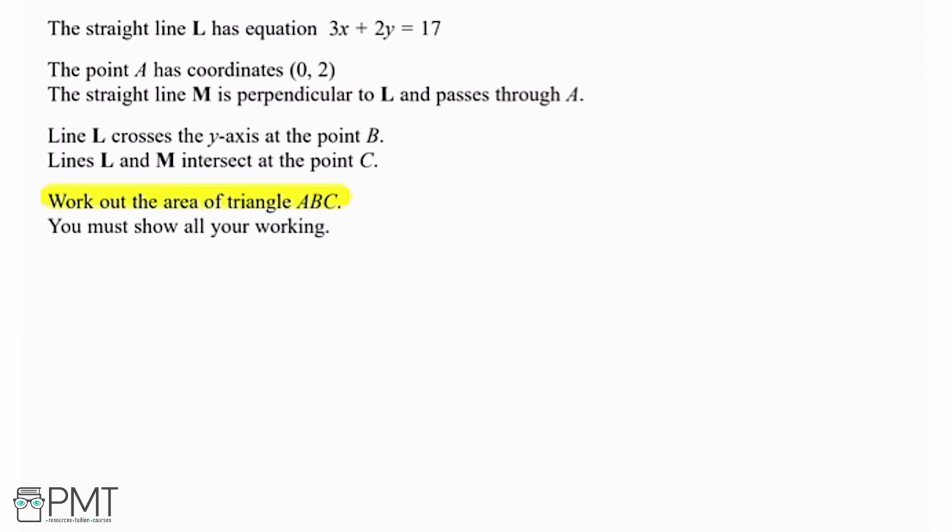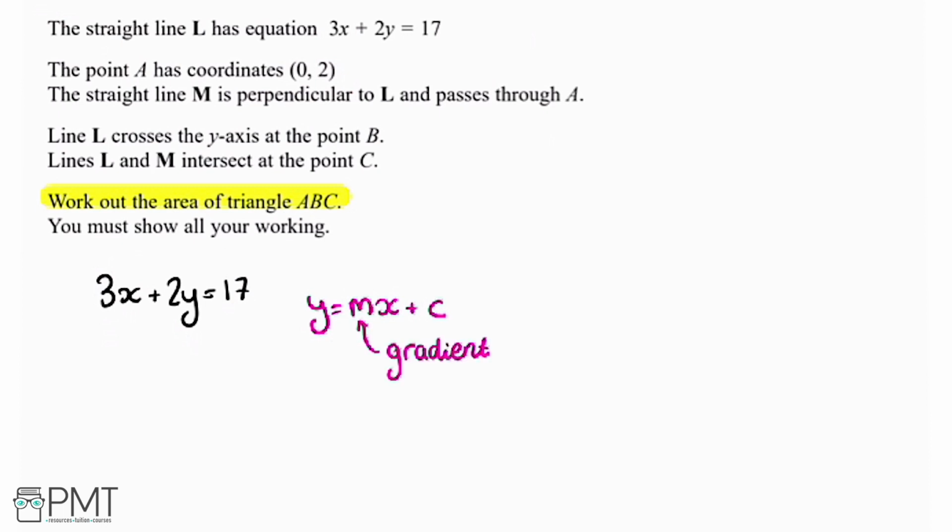Okay, so there's a lot going on there, so we're going to break it down line by line. I'm going to start off looking up here. So the straight line L has equation 3x plus 2y equals 17. Now this might not be the form of the equation of a line you're very familiar with. The form we normally have is y equals mx plus c, where m is the gradient and c is the y-intercept. So we're going to rearrange this to get it into this form so it's a bit easier for us to work with.